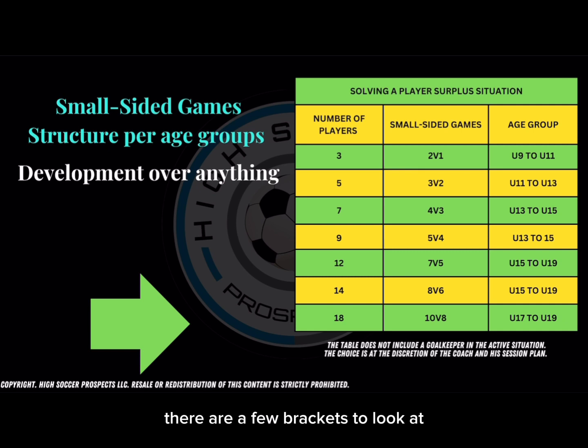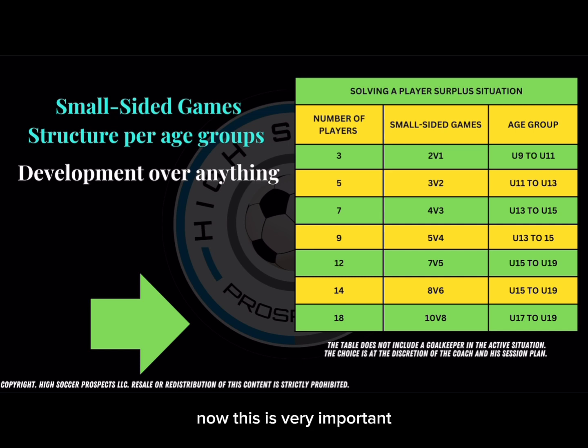There are a few brackets to look at, developed and managed by yellow and green on the right here. And it's really simple. You can see you have the number of players in the left column, the middle column is the type of game it is, and then the right side is the age group that it pertains to. And what you're going to find, I think, a bit interesting is that it covers basically a 2-year window. So you can see here, if we look at the first one, number of players 3, small-sided game 2v1, and the age group is U9 to U11.